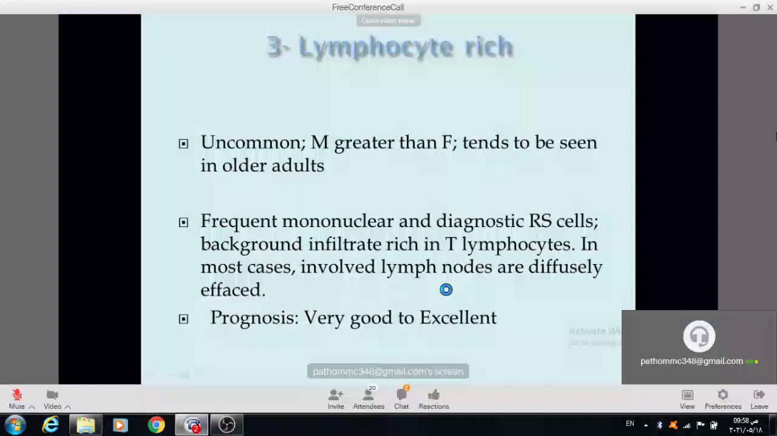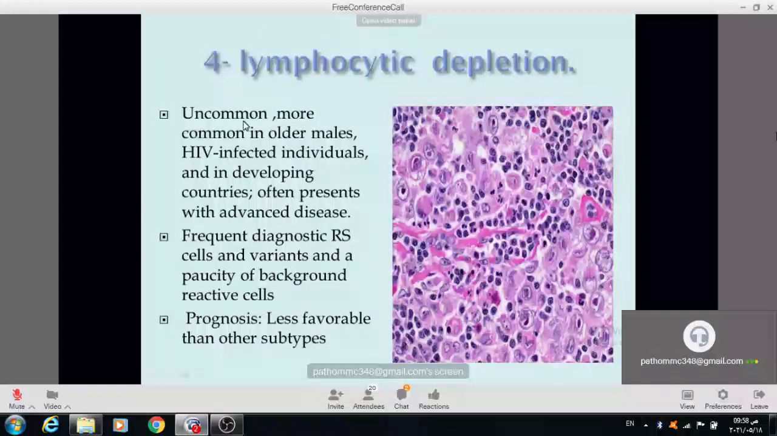The last subtype of the classical Hodgkin lymphoma is called lymphocytic depletion. It is also uncommon, more common in older males and in HIV positive patients, and seen mainly in developing countries. They usually present as advanced disease. Here we have frequent diagnostic RS, and you can see all these are RS cells. Some of them are diagnostic RSL, and some of them are variants of RSL. Why do we call them lymphocyte depletion? Because there is sparsity of the reactive cells. Lymphocytes here are very few, and plasma cells are also very few, but the abundant cells here are the RSL, the Reed-Sternberg cells.